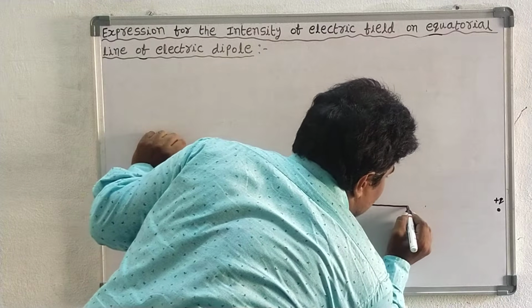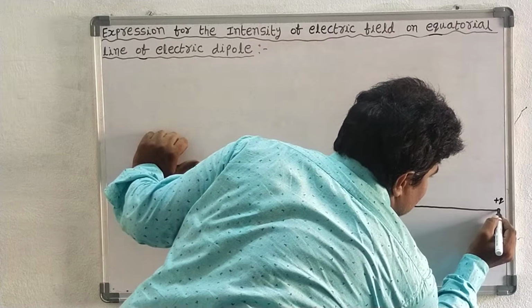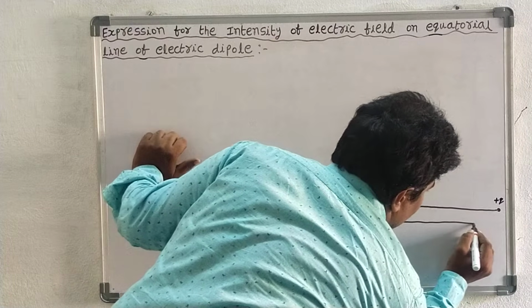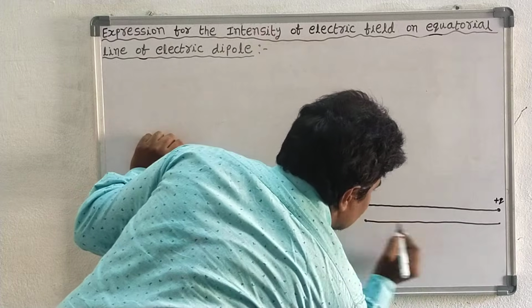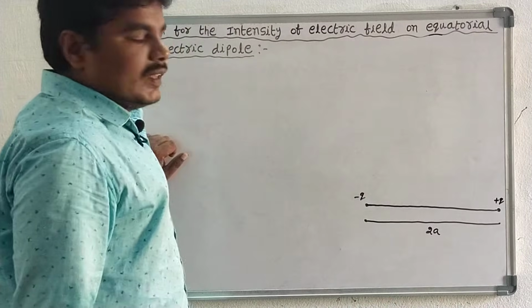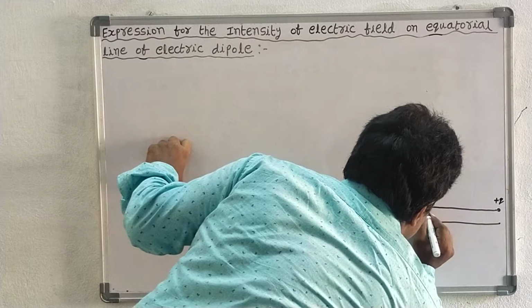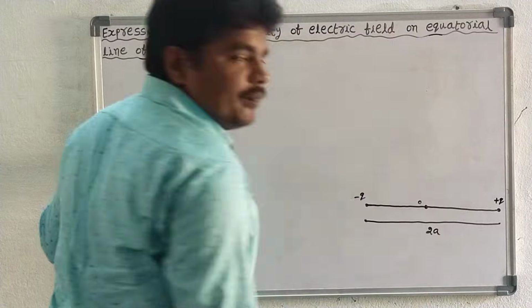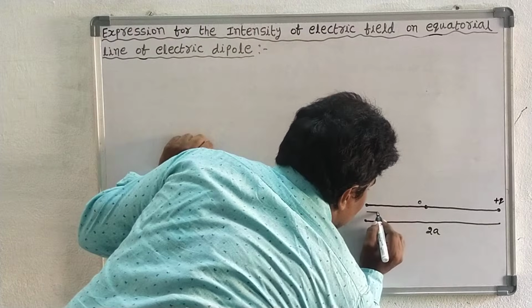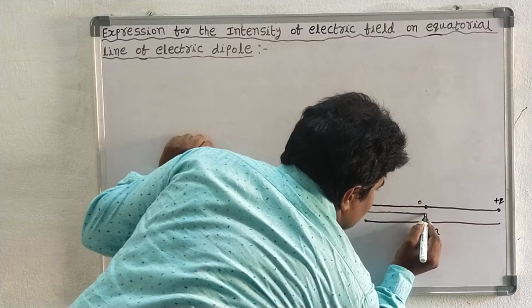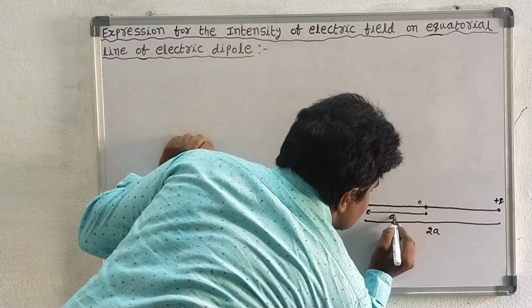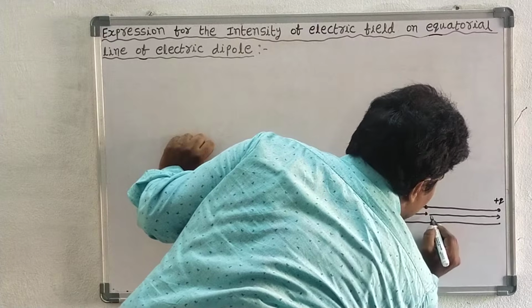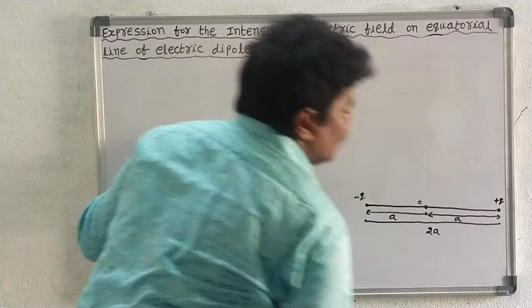These two are separated by some distance, that is 2a. So this is the distance 2a. Let this midpoint of the dipole be O. The distance between the negative charge and O is a, and the distance between the positive charge and O is also a.